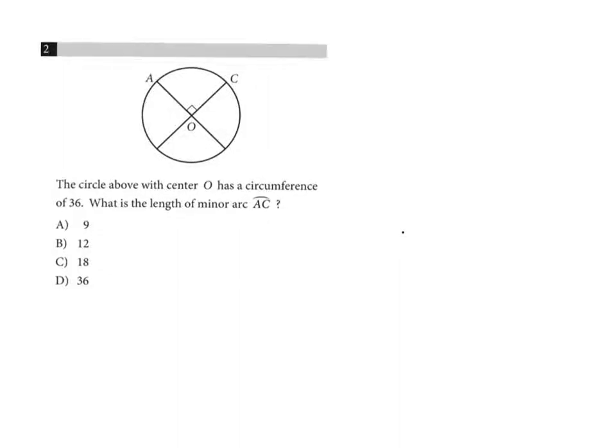The circle above has a center O and has a circumference of 36. What is the length of the minor arc, AC? Well, here's what we can do. You know the circumference is the distance around. So the entire circumference is 36.